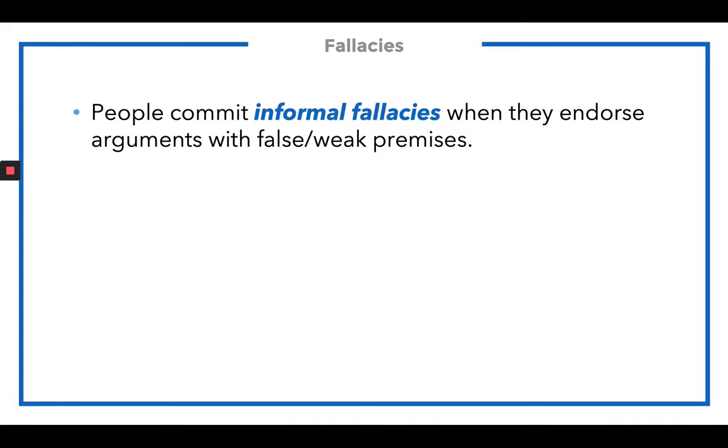Before we look at those fallacies, we want to review some of the definitions we looked at last time. So first, definitions of informal fallacies. What's an informal fallacy? Well, an informal fallacy is an error in reasoning that occurs when people endorse arguments with weak or false premises. Again, informal fallacies are contrasted with formal fallacies where there's a problem with the structure. In an informal fallacy, there's no problem with the structure of the argument. The problem is rather that it's got a premise that's weak.